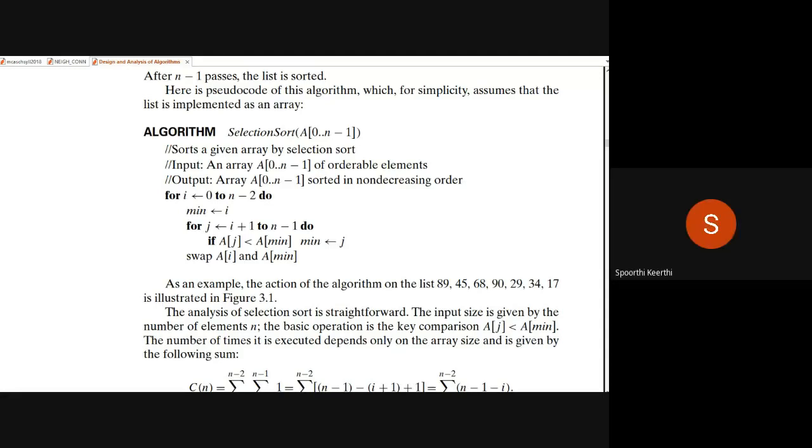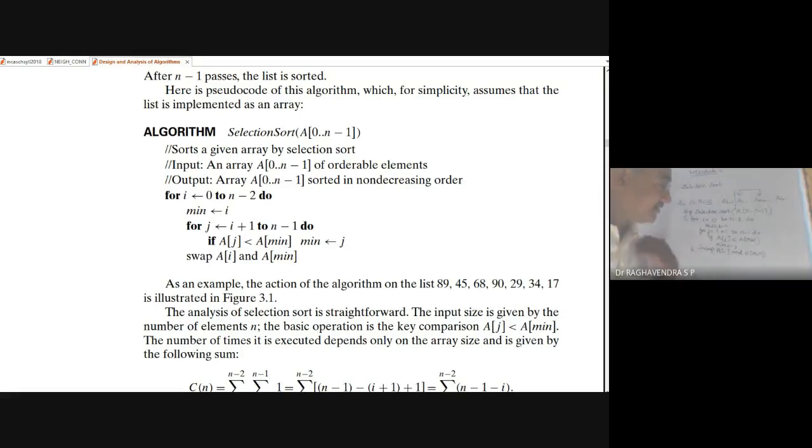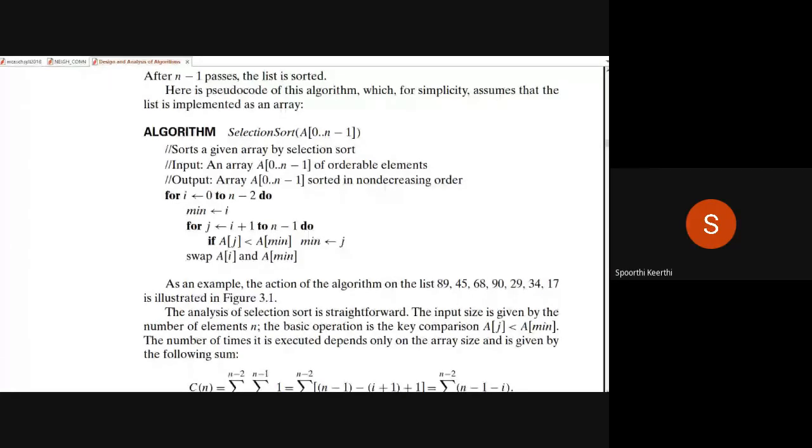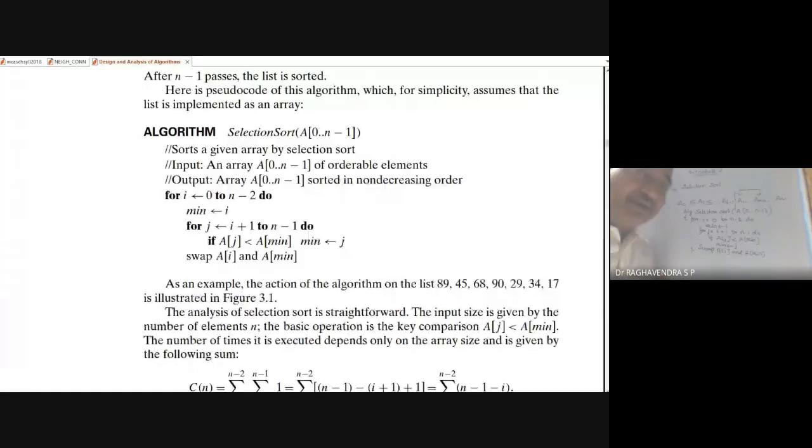Swapping. Yes. So swapping. So this statement which is inside the for loop will be executed. So this for loop will be executed for all the things. So the comparison, if a of j less than a of min, will be taken as a comparison statement. So this comparison statement can be considered as the basic operation. How to perform the mathematical analysis?